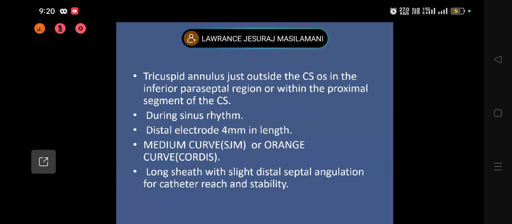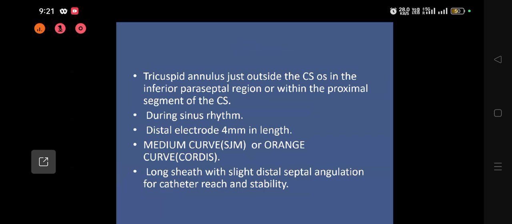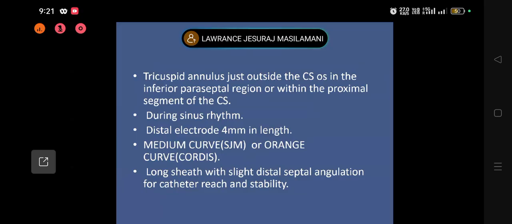We usually use a distal electrode which is 4 mm, which is commonly used. We use 8 mm catheters in flutters, but always choose a smaller 4 mm catheter tip because you don't want to give larger lesions. You can use various curves which are available with each manufacturer. You can use a medium curve of Abbott or SJM or an orange curve with Cardis. These are the curves ideally suited for a usual AV nodal reentrant arrhythmia.